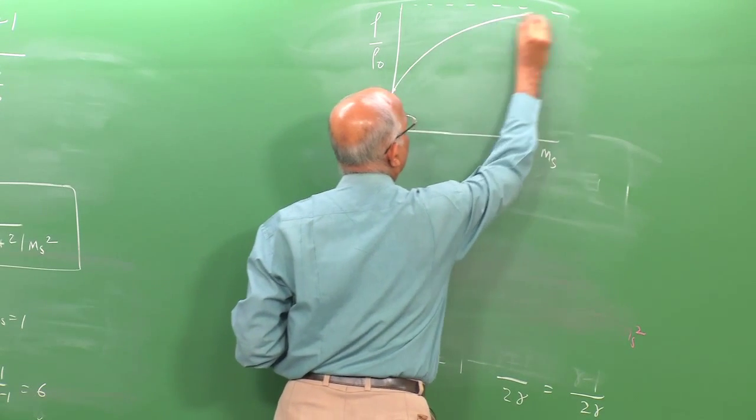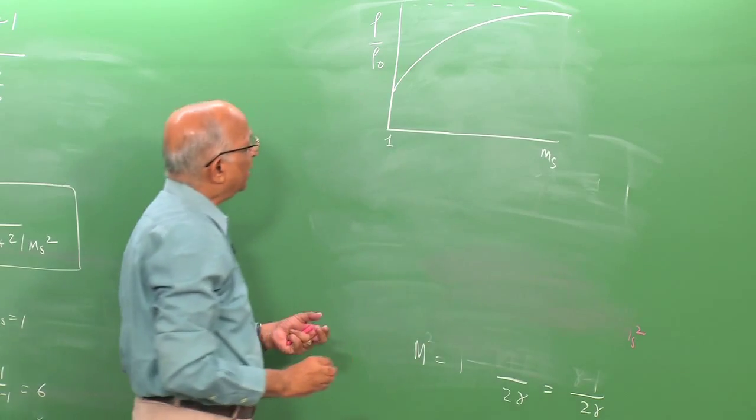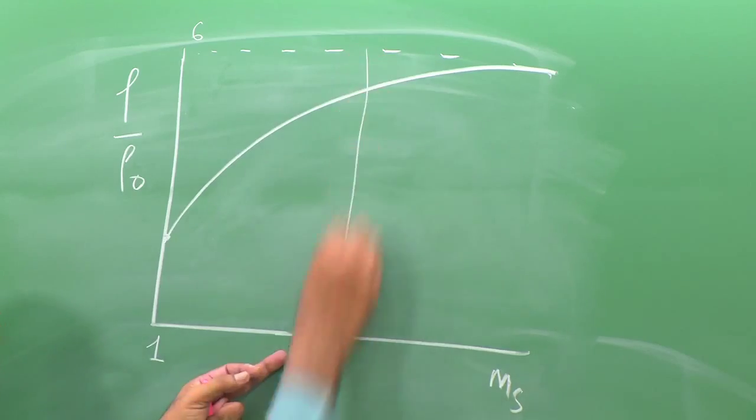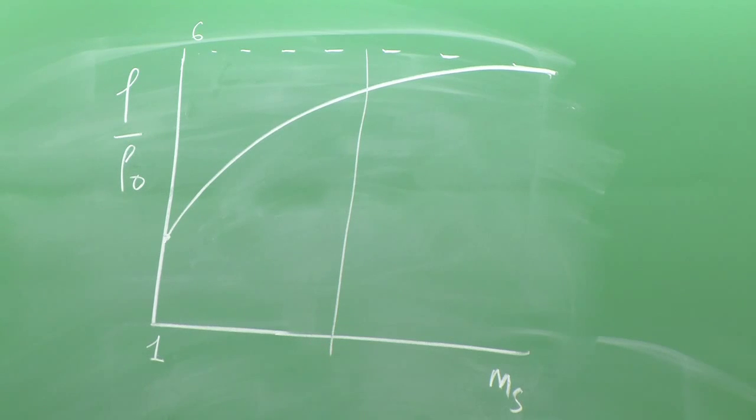and the Mach number increases. In fact, it does not have to go to infinity to get 6, even at a Mach number of around, let us say, 4 or 5. Let us work out the value for 5.